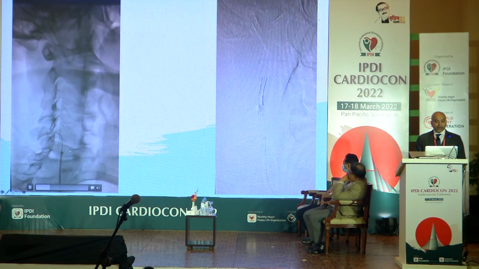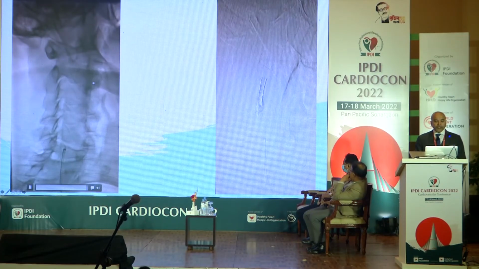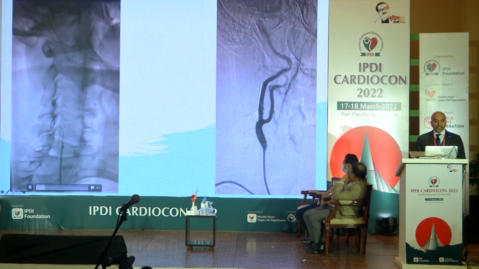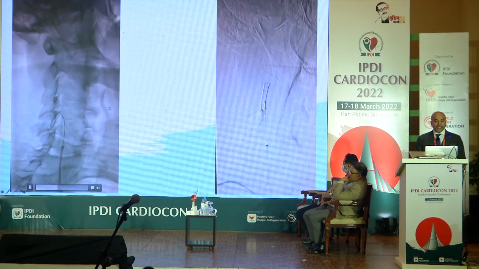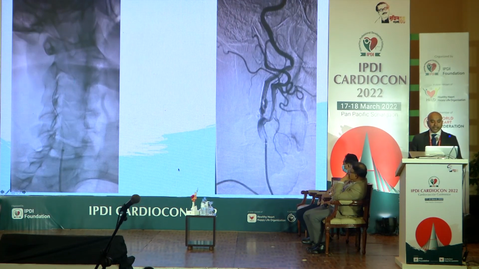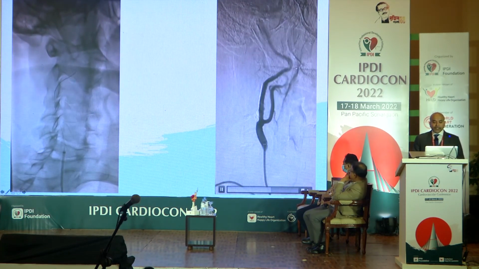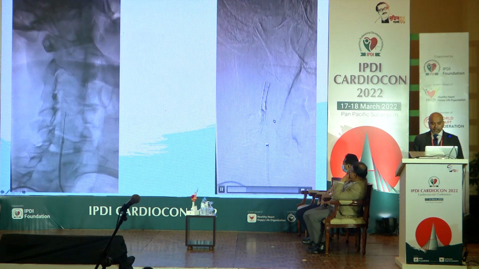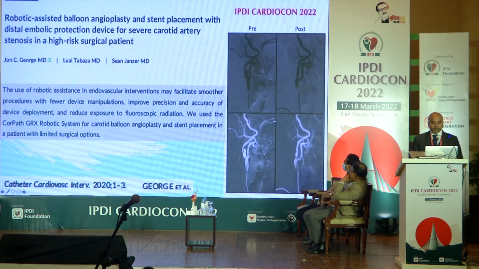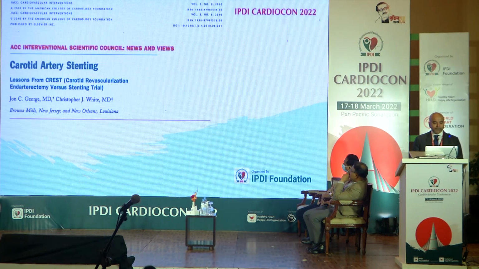Here's a robotic crossing of the lesion, so this wire is being advanced robotically here. You see that it's a very systematic advancement with micro movements. And here's the final result after stent placement across that ulcerated lesion. This is the paper that we published on that case. This was the first robotic carotid intervention ever done that we published in 2020.